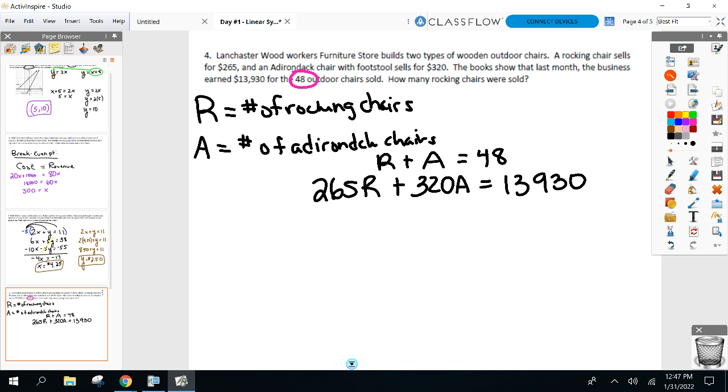What can we multiply this equation right here by to get a R and an A out of there, or an X and a Y? Negative 265 if you're not feeling that. Negative 320A. What do you think? What do you want? Negative 265? Sure. Just distribute all the way through for me. Negative 265R minus 265A equals a huge number there.